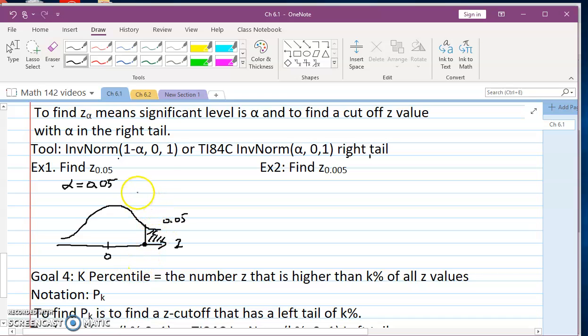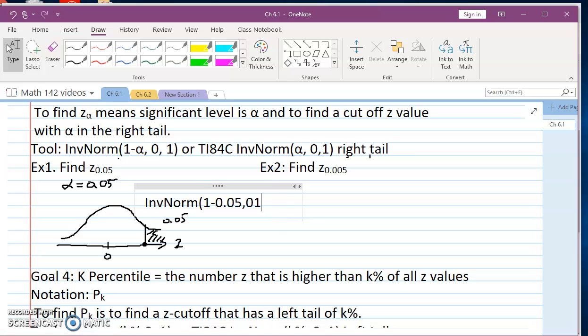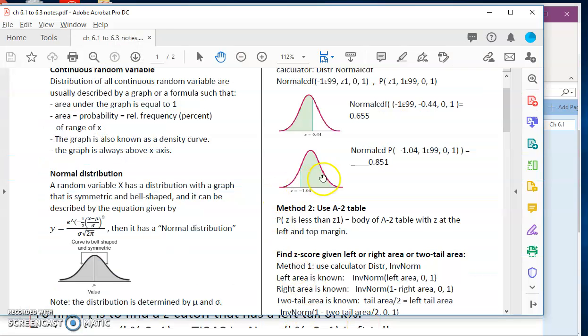So obviously to do that, I do inverse normal. I am not finding area, I actually have the area. So I would say inverse normal, and I have a right tail, so I have to do some subtracting: 1 minus 0.05, 0, comma 1. Except if you are on a TI-84 color, you can just put it in, but remember to do right tail for the TI-84 color. So put it in a calculator.